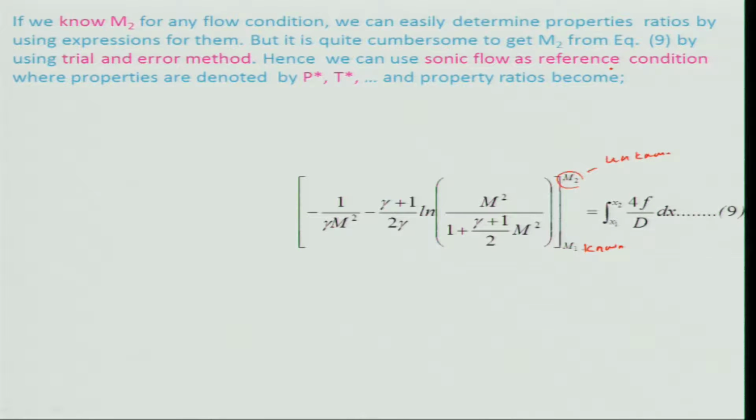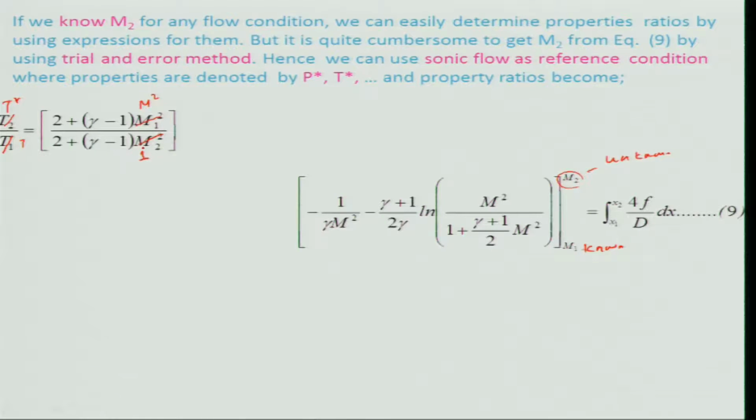Hence, we need to derive the property ratios for the reference conditions from what we have already derived. If you look at T2 by T1, the expression we got is (2 plus (gamma minus 1) M1 square) divided by (2 plus (gamma minus 1) M2 square). What we will do is see that for this condition M2 is basically 1, and of course M1 will be M, T2 will be T star, and T1 will be T.